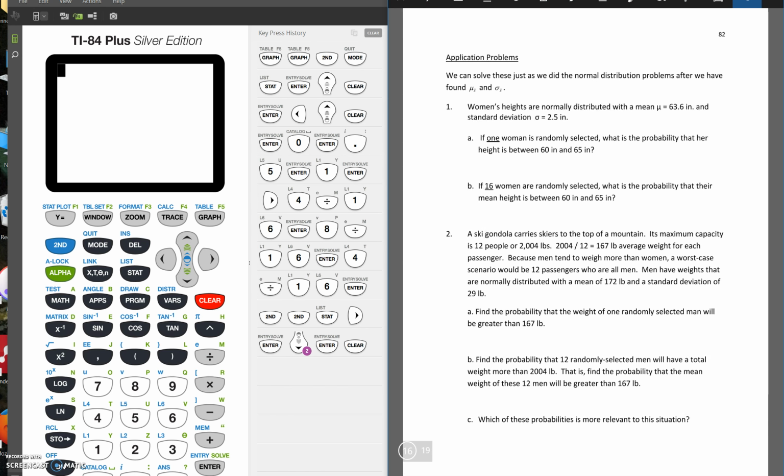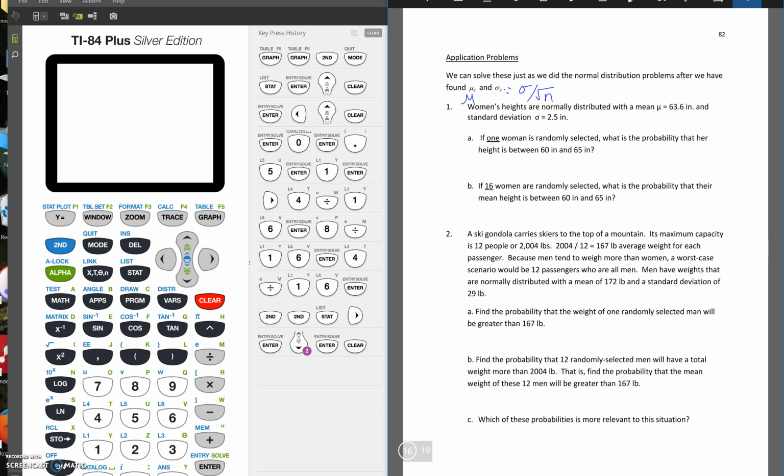Okay, so we're going to look at some application problems. We can solve these just as we did the normal distribution problems. We'll be able to use normal CDF after we find mu x and sigma x. Remember, mu x is just going to be mu, and sigma x is going to be the standard deviation over the square root of n. And we'll be able to put it in the calculator just like that.